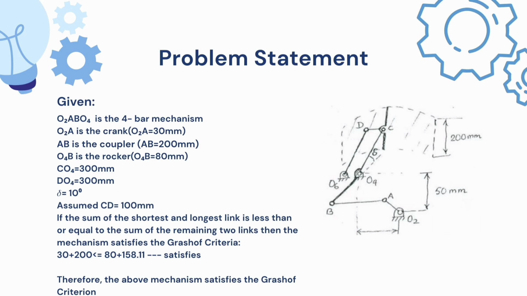If the sum of the shortest and longest link is less than or equal to the sum of the remaining two links, then the mechanism satisfies the Grashof criterion. Here 330 plus 200 is less than or equal to 80 plus 158.11. So this satisfies the Grashof criterion.